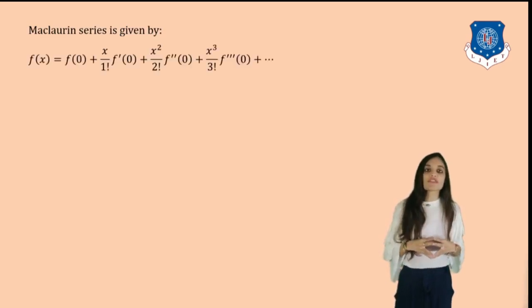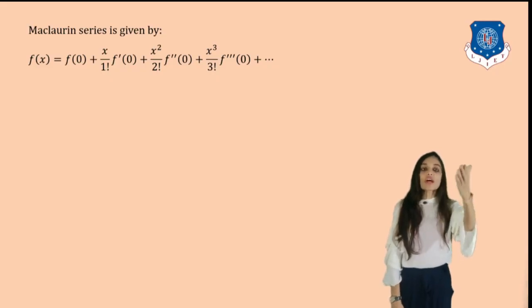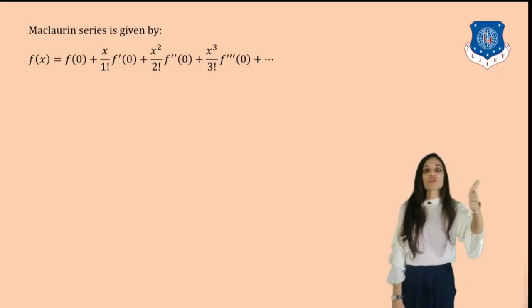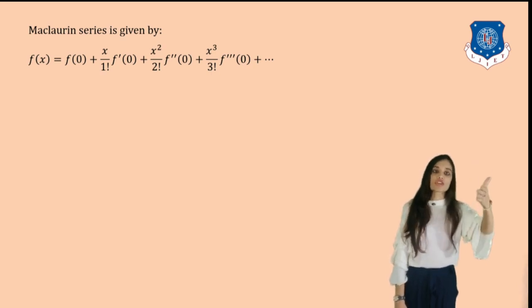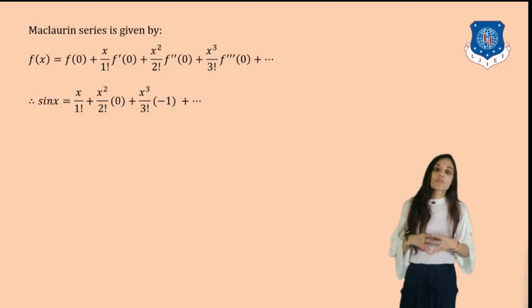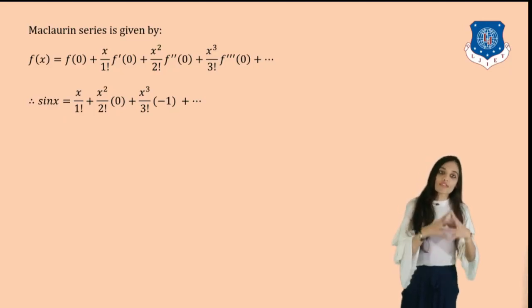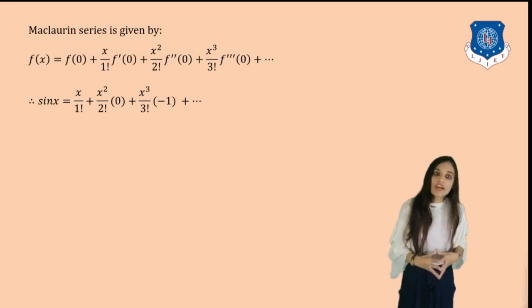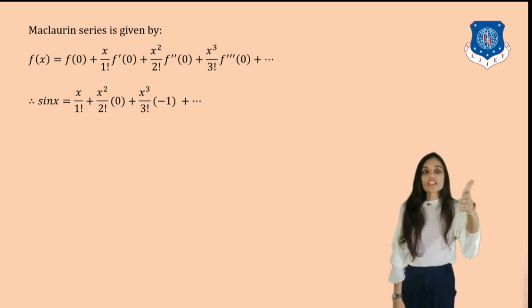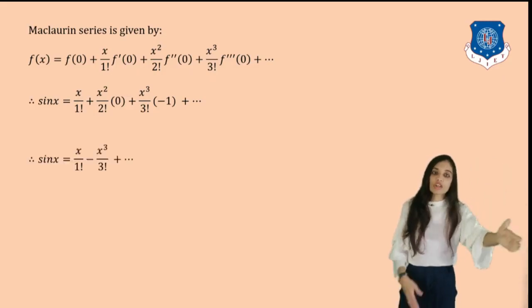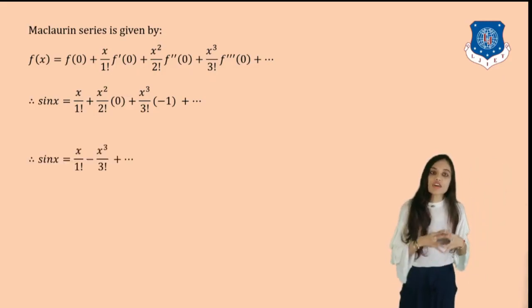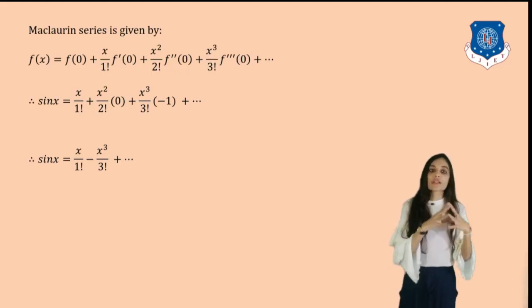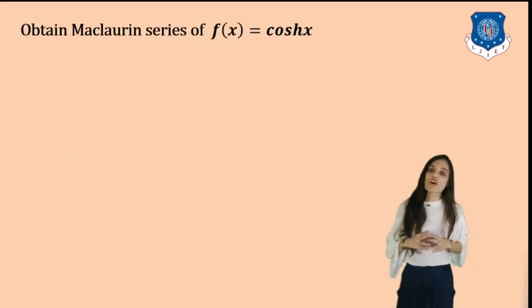Now let us find the Maclaurin series. Maclaurin series is given by f of x is equal to f of 0 plus x upon 1 factorial f dash of 0 plus x square upon 2 factorial f double dash of 0 plus and so on. Finally, putting the values of f of 0, f dash of 0 and so on, we will get sin x is equal to x upon 1 factorial plus x square upon 2 factorial into 0 plus x cube upon 3 factorial into minus 1 plus and so on. So our final Maclaurin series of sin x will be equal to x upon 1 factorial minus x cube upon 3 factorial plus and so on. We will have odd powers of x.